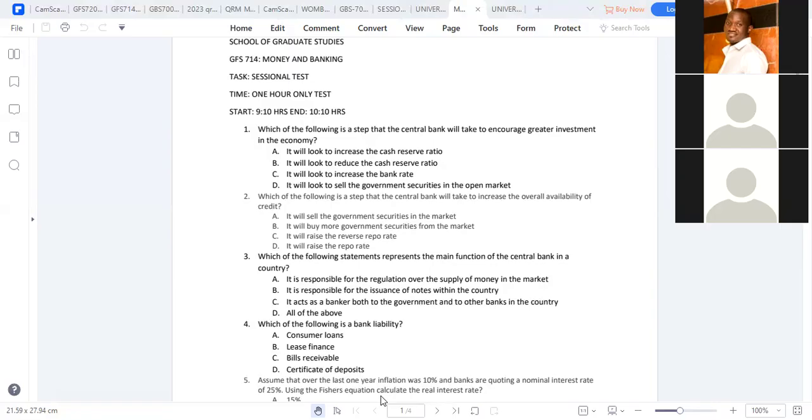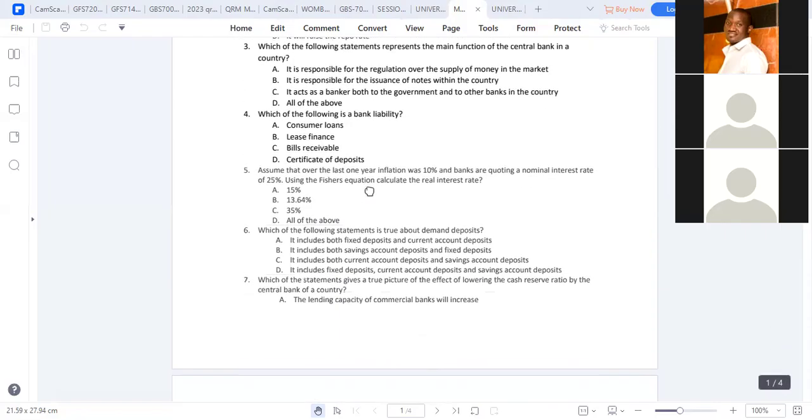Okay, then question number 3. Which one of the following represents the main function of the central bank? Responsible for regulation of money supply, which is correct. Responsible for issuance of coins, correct. It acts as both a banker to government and other banks in the country. So all of them are correct.